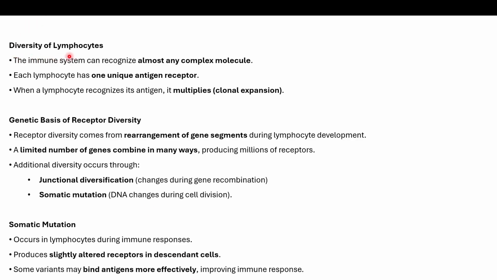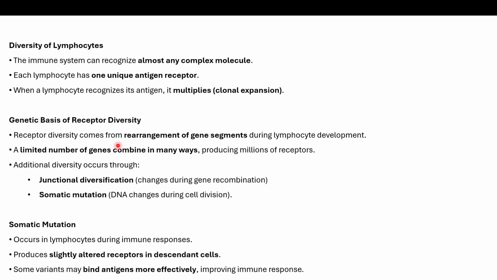If we talk about the diversity of lymphocytes, the immune system can recognize almost any complex molecule, and each lymphocyte has one unique antigen receptor. When a lymphocyte recognizes its antigen, it multiplies. This is called clonal expansion. How does this diversity come about? What is the genetic basis of receptor diversity?